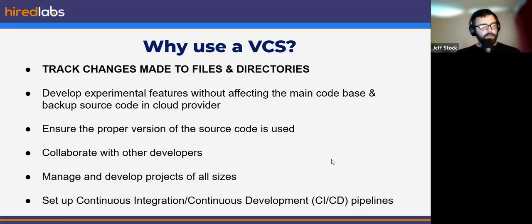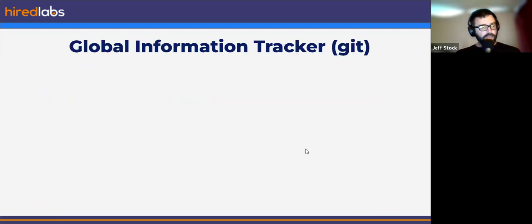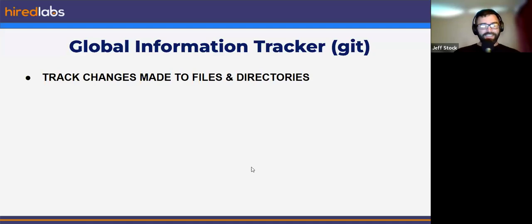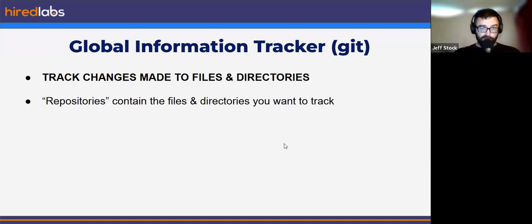Right. I did want to highlight one thing as we're doing this and talking about Git as a global information tracker. This is tracking changes made to files and directories. So this is not the same as when we talked about the CDN and the content delivery network. This is pulling down the entire project to be able to work on the actual code base. So it's tracking absolutely everything that's in it.